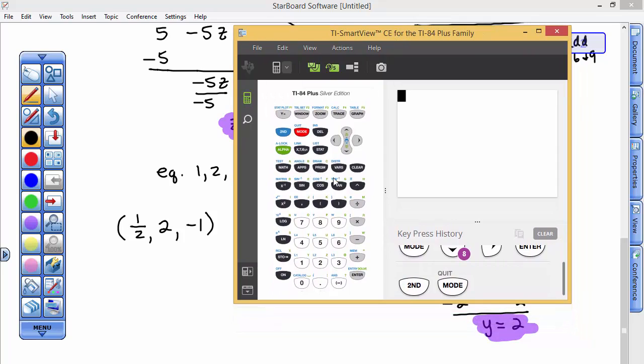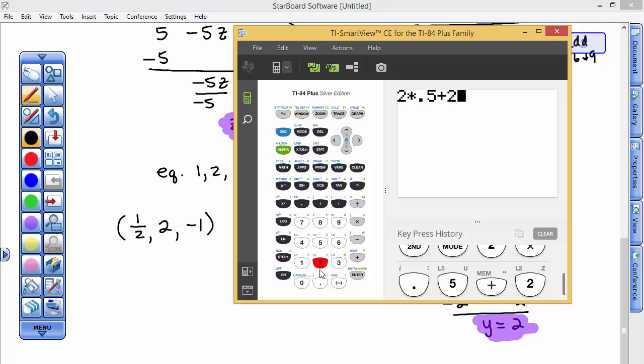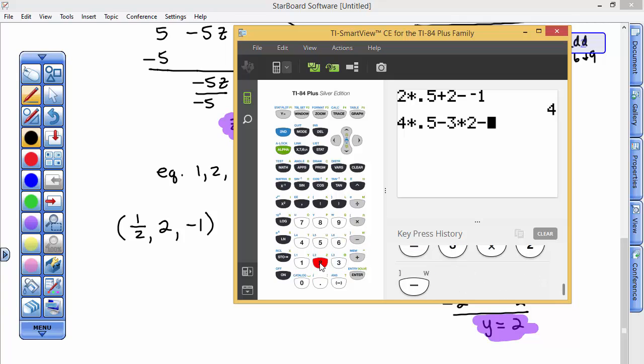And the other reason I'm going to do this is I'm going to bring up my calculator and take my original equations. The first one is 2 times x, which is 0.5 or a half, plus y, which is 2, minus z, which is a -1. And the first equation said that should equal 4. The next equation said take 4 times x, which is 0.5 right here, and then subtract 3 times y, which is 2, and then subtract 2 times z, which is a -1. And look, you don't even need parentheses. And that equation said it should all equal a -2, so that checks.